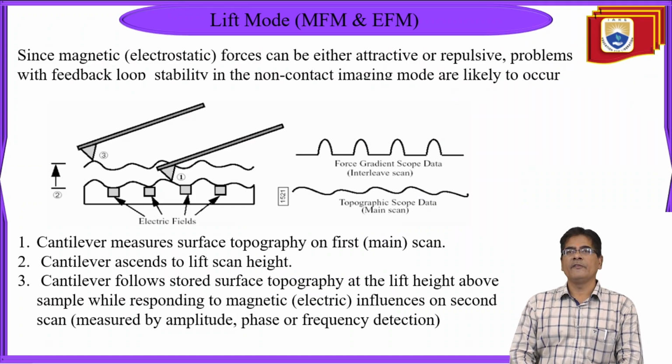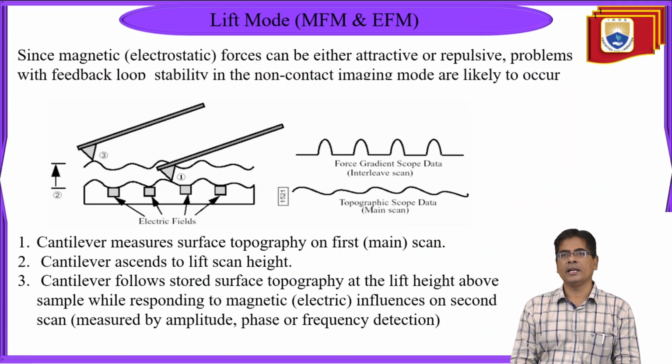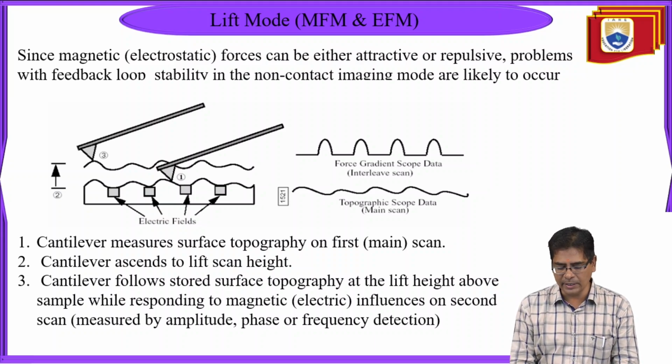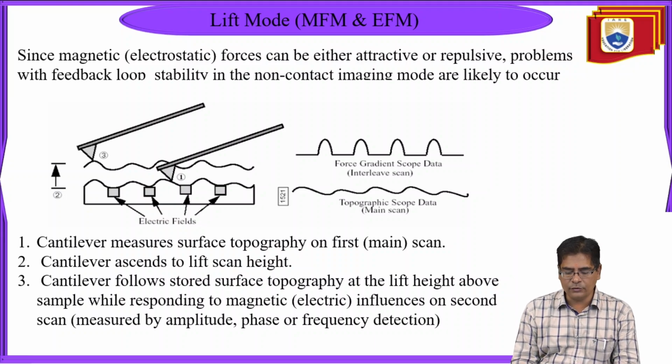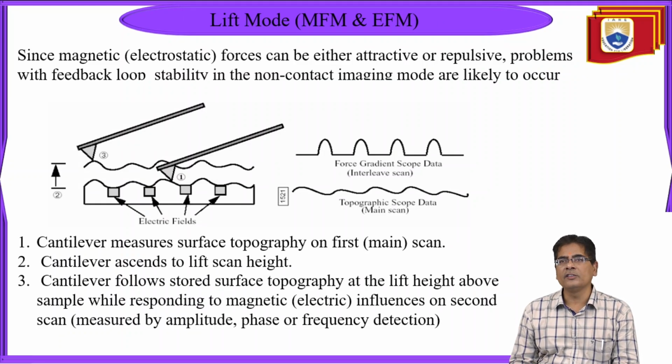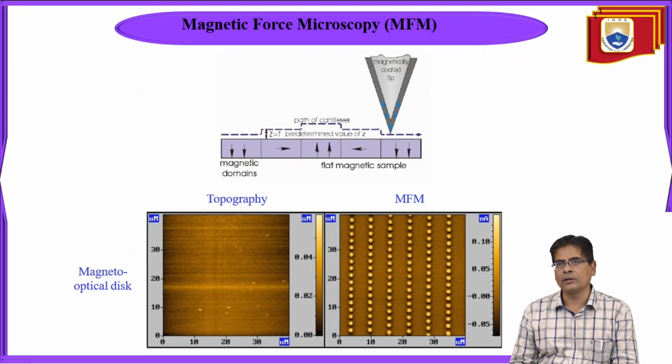Lift mode, that is for MFM and EFM. Since magnetostatic and electrostatic force can be either attractive or repulsive, problems with feedback loop stability in the non-contact imaging modes are likely to occur. The cantilever measures surface topography on the first main scan. The cantilever ascends to the lift scan height. The cantilever follows the stored surface topography at the lift height above the sample while responding to magnetic influences on the second scan, measured by amplitude, phase or frequency detection, right? So this is the lift mode, for magnetic force microscopy and electric force microscopy.